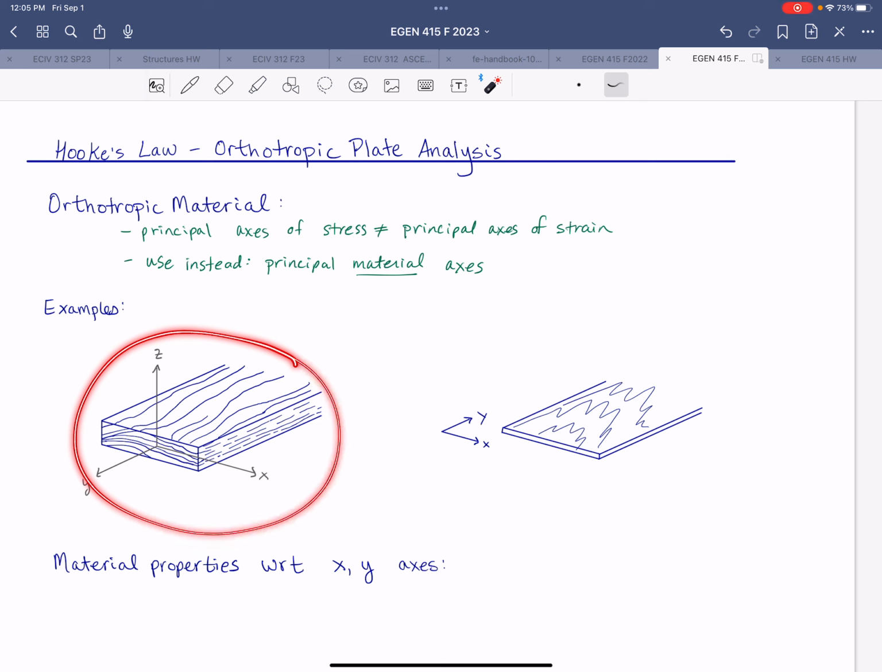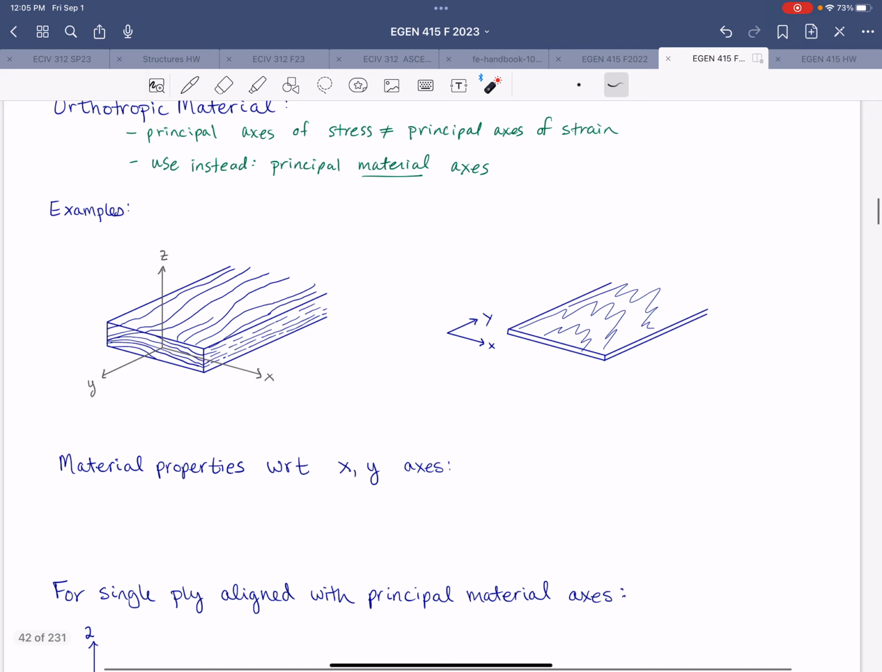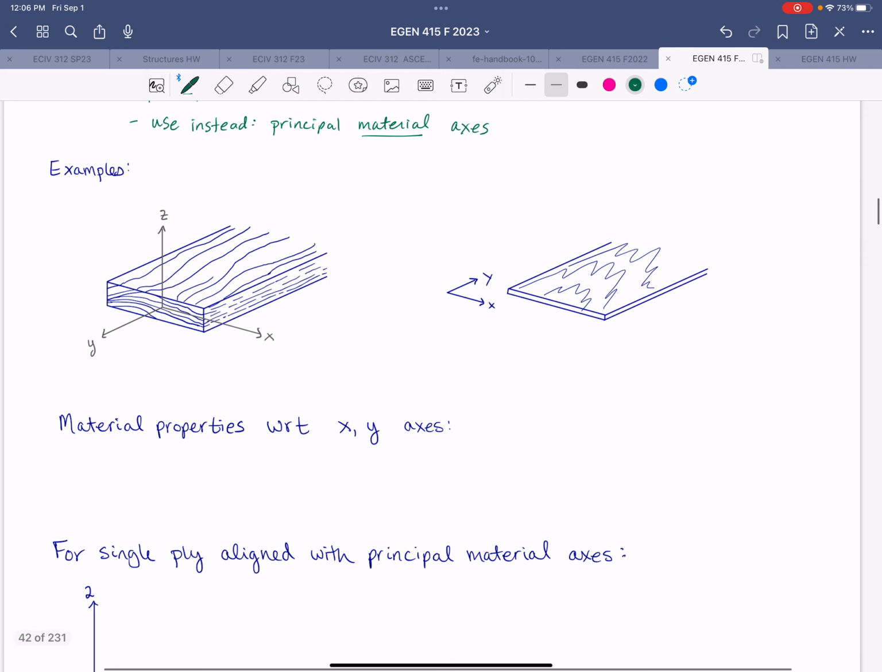envision this, here's a wood plank with the axes oriented along the principal material directions in 3 dimensions, and then an example of plane conditions, right? Maybe an oriented strand plywood board or something like that for the plane conditions. And the reason we want to use these material principal axes is because remember that the material will have different properties in different directions. So those directions designate the material principal axes.